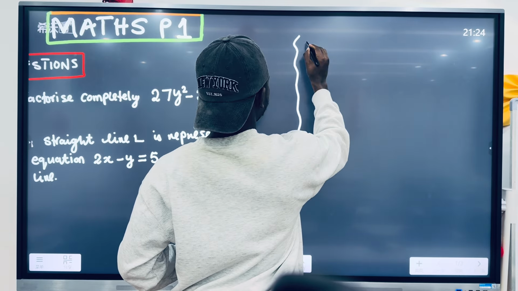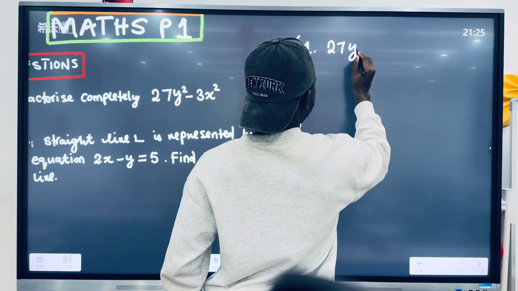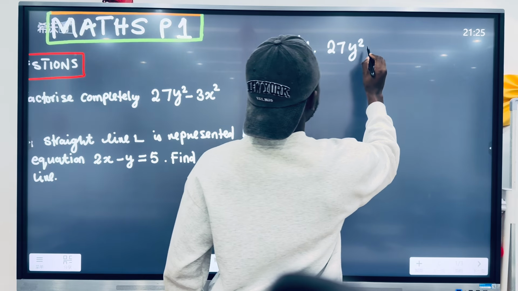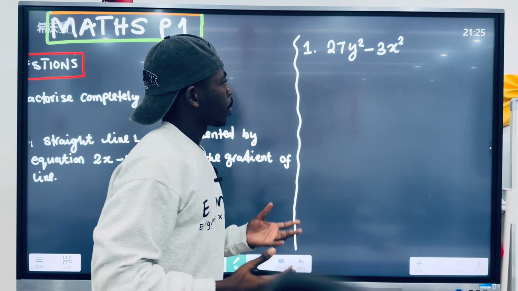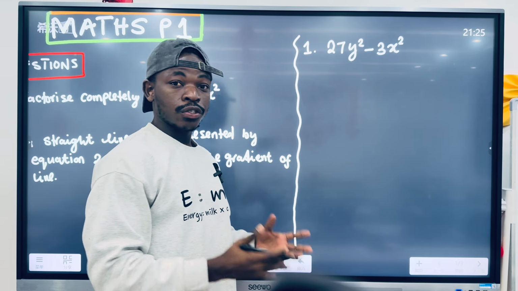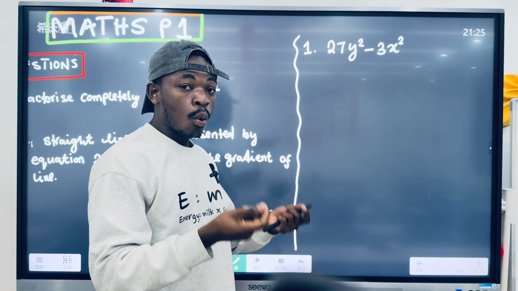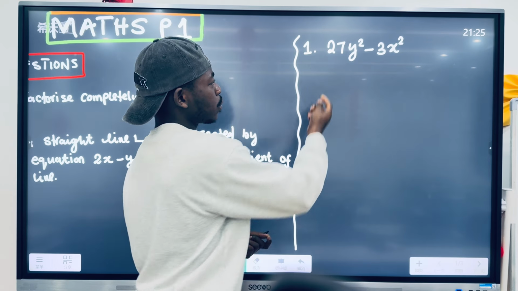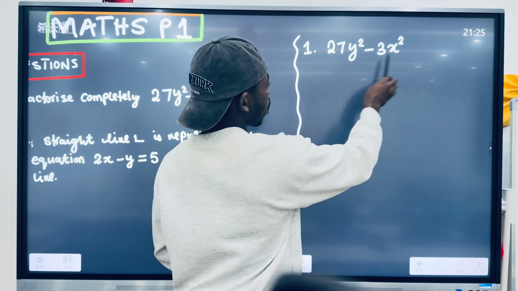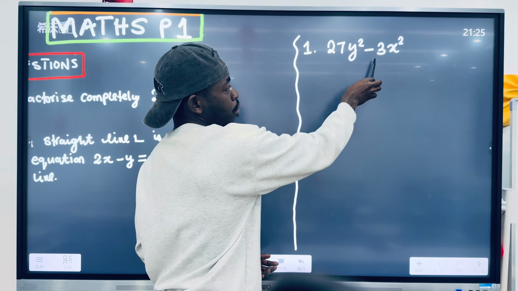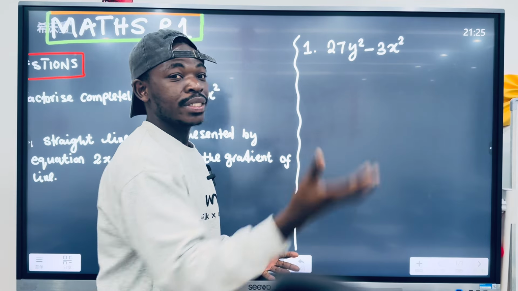So we want to factorize this expression. What we have is 27y squared minus 3x squared. So let's factorize. The first step that we're going to apply here is the basic method of factorizing, that is the common factor method. I just want to see what is common there. You can see that what is common is 3, because 3 can go into 3. It can also go into 27. So we take it out.